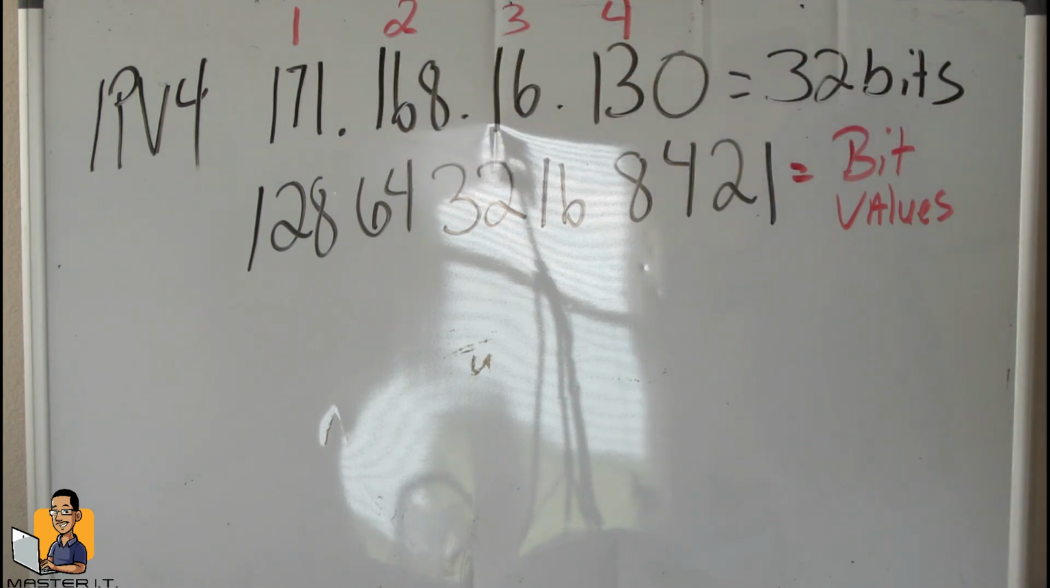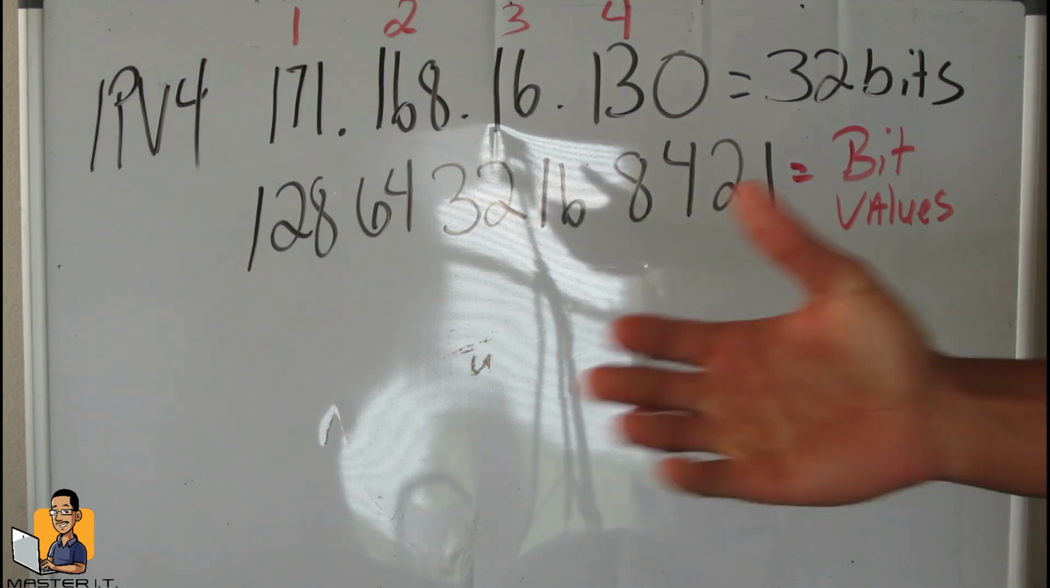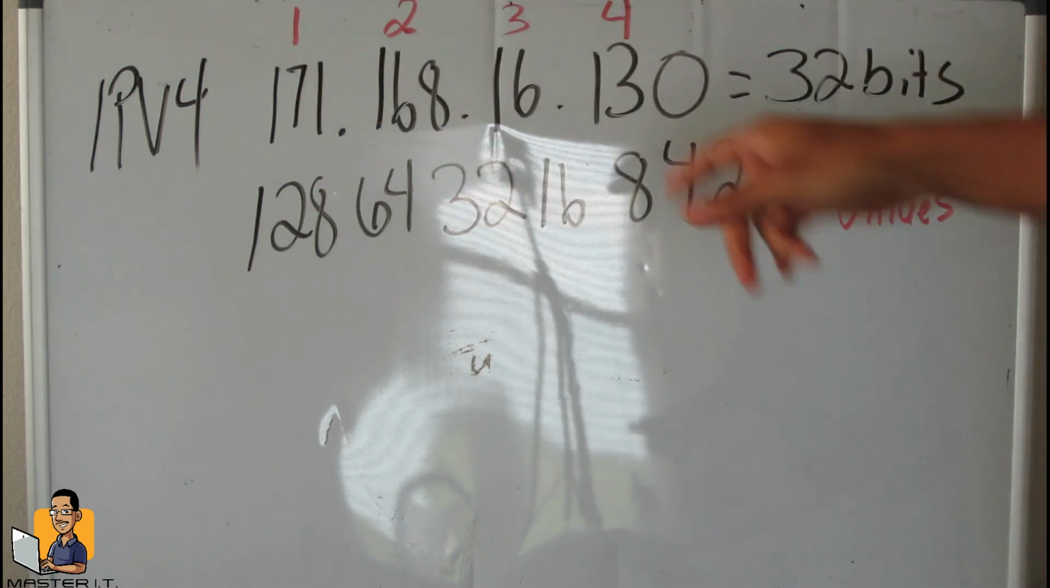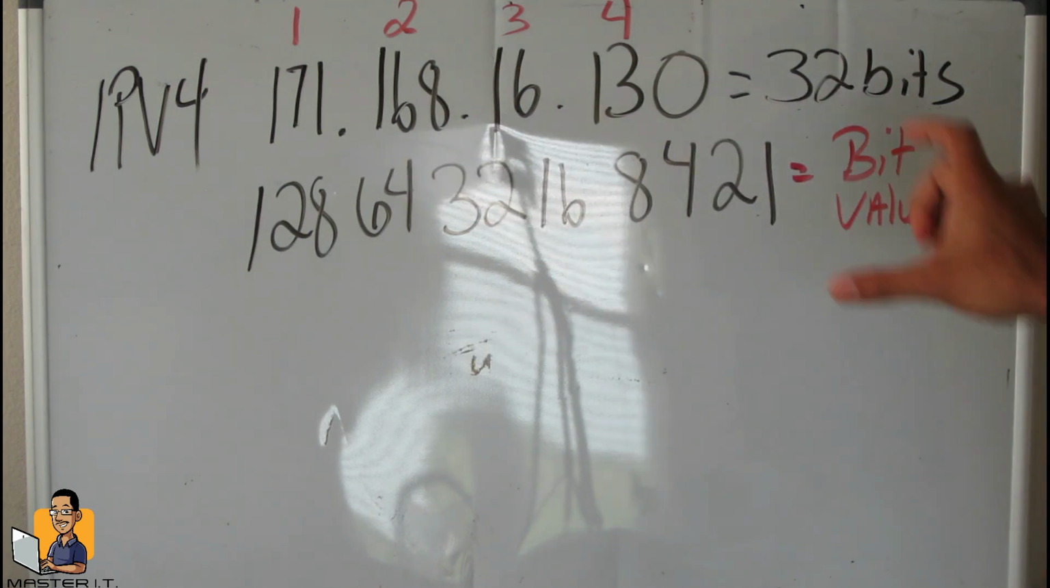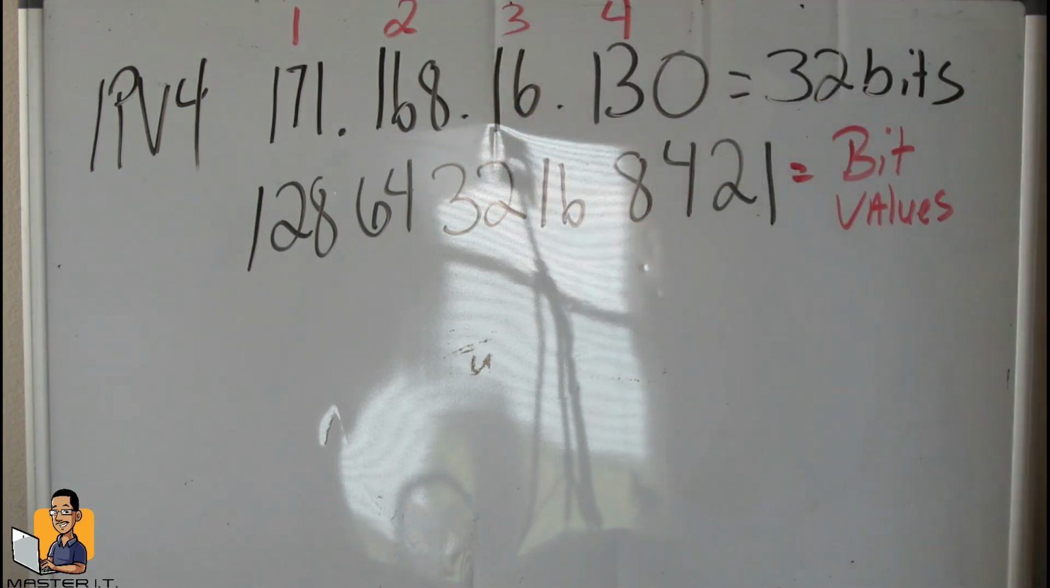Now, what we're going to do right now is actually convert this decimal IP address into binary. What is binary? Binary is actually what computers talk in. They talk in ones and zeros. That's how they know what the IP address is. They know how and where to send data. So we're going to actually convert this IP address into binary. I'm going to go ahead and clean this up a little bit, take a snapshot of this, and then move on ahead.